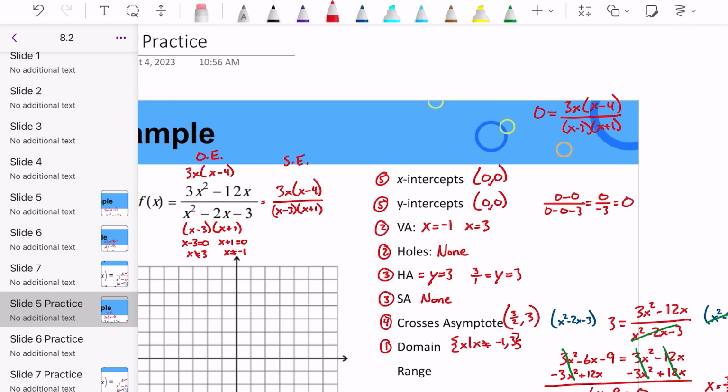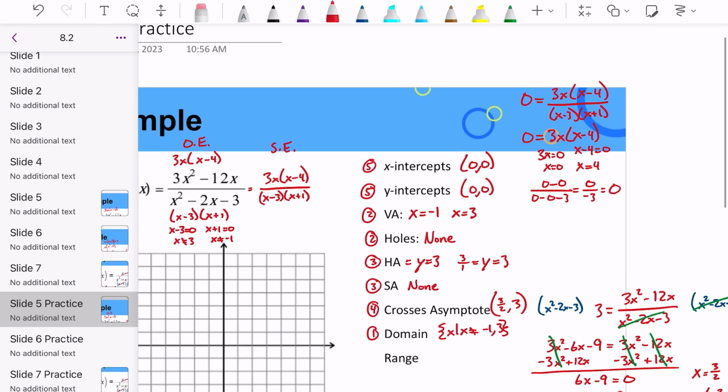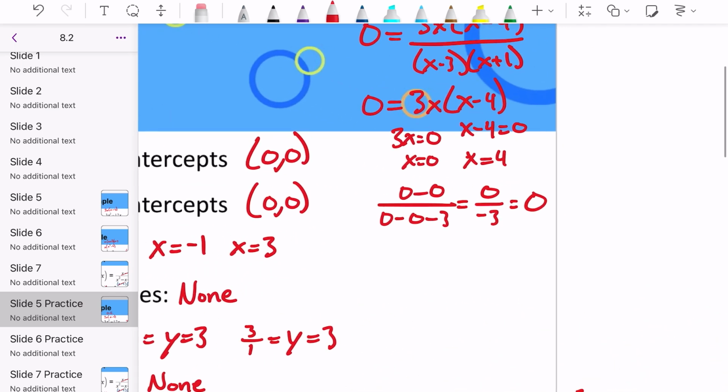Keep in mind, anything multiplied by 0 would give us 0. So we would end up with 0 is equal to 3x times x minus 4. So 3x is equal to 0, x is equal to 0, x minus 4 equals 0, x is equal to 4. So in this case, we are missing one x-intercept, which would also be at 4, 0.